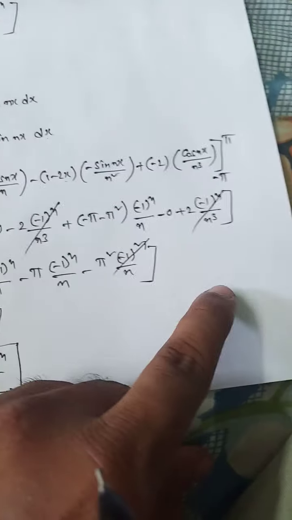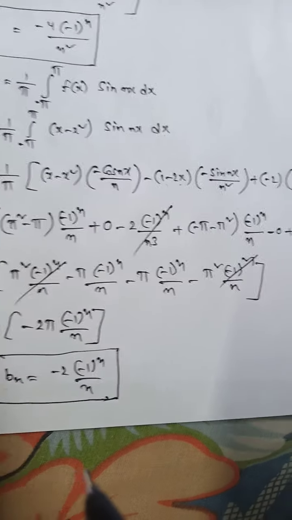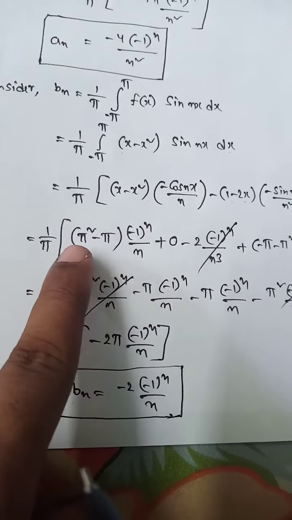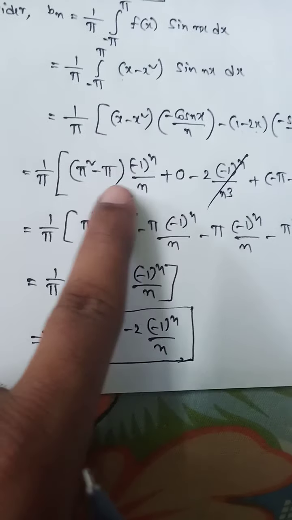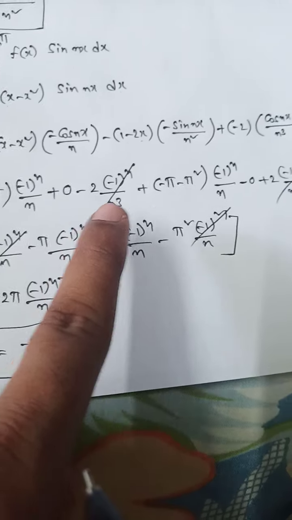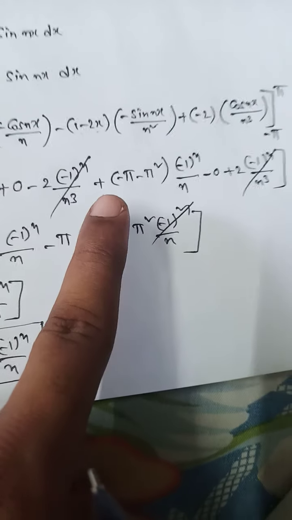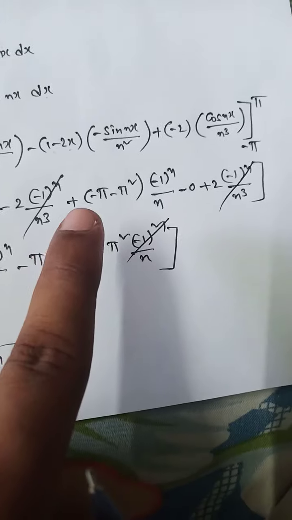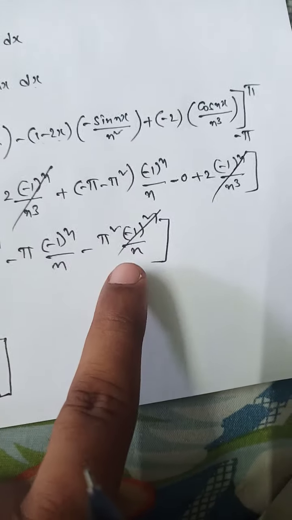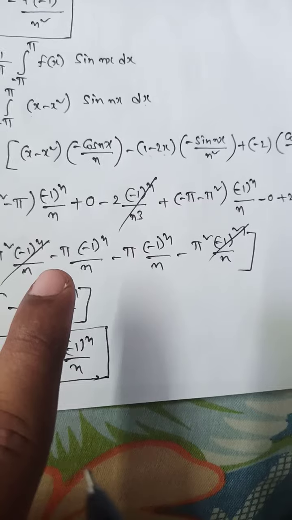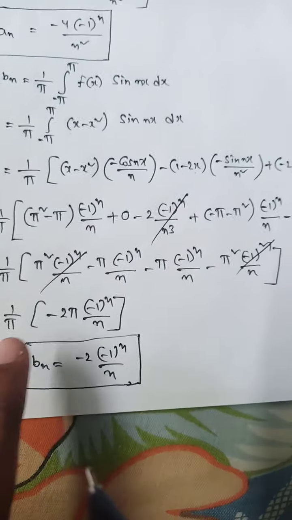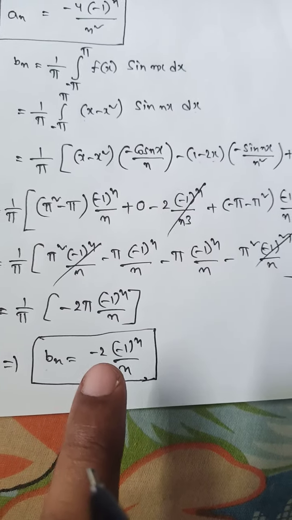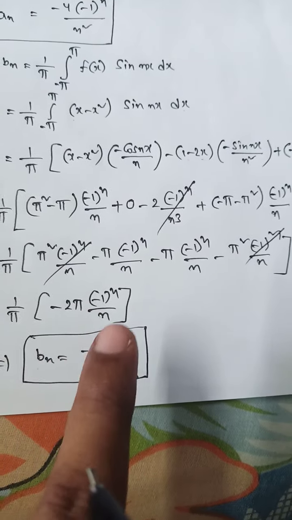Now this term will cancel. What will we have? Multiply these two terms with this term: pi square into this, minus pi into this one, and this one and this one cancel. Minus pi into this term, minus pi square into this term, this one and this one cancel. Minus minus both are same, minus 2 pi into minus 1 whole power n by n, pi cancels. What will you have? bn equals minus 2 into minus 1 whole power n by n.